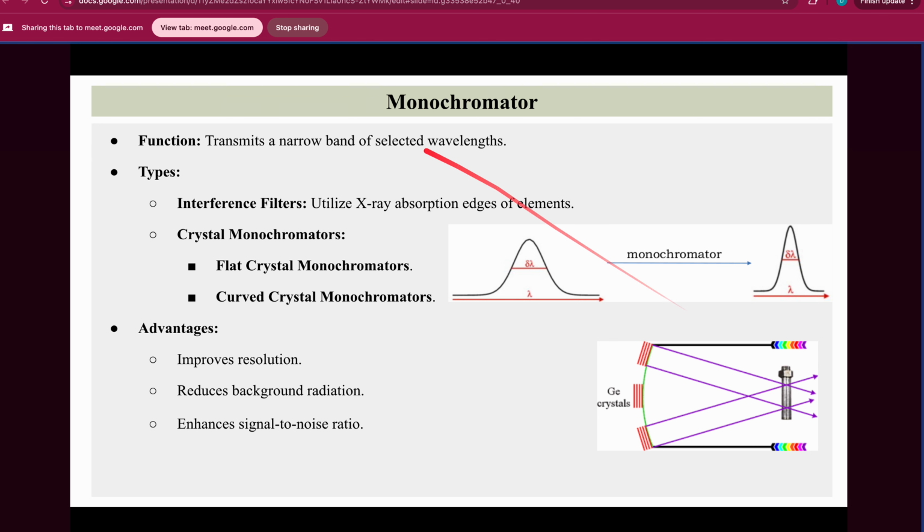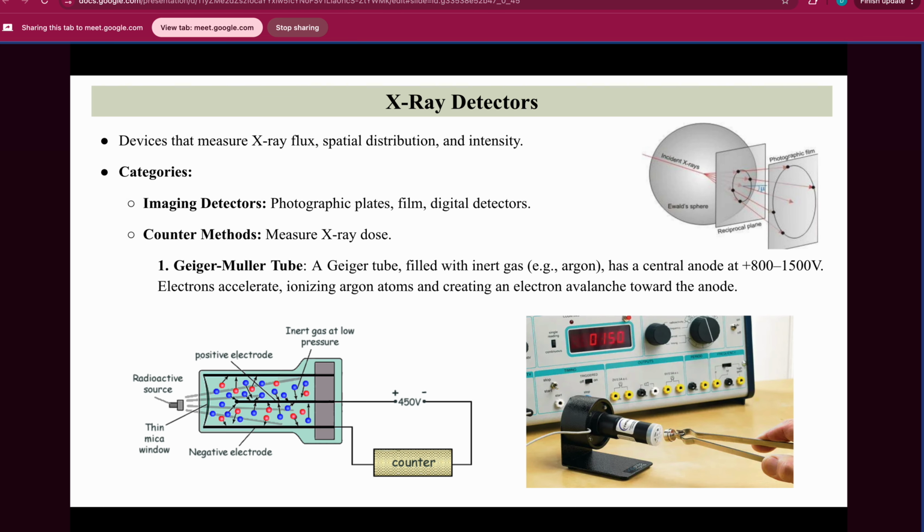It only allows a specific, or you can say narrow, band of selected wavelengths to pass through. The advantages are that it will improve the resolution, reduce the background radiation, and enhance the signal to noise ratio. As shown here, just for representation, different colored wavelengths are coming and only this purple color light is allowed to pass through it. So this is the work of the monochromator: only allowing a specific wavelength of light to pass through it.